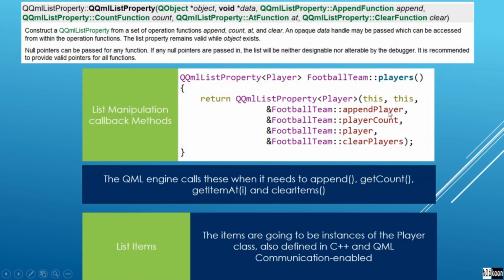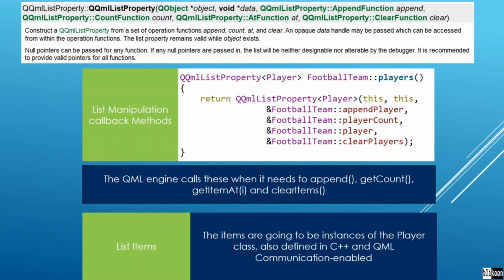And you see that the first method is going to be a method to append. The second method is going to get the count of the items. This is going to be the number of the players that we have in the team. The third method is a getter to get a player at a particular index. And the last method, you use it to clear the data in your C++ class. Your items are going to be instances of a player class that we're also going to define.